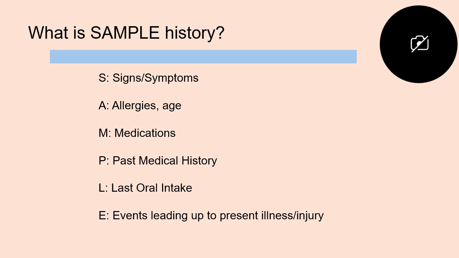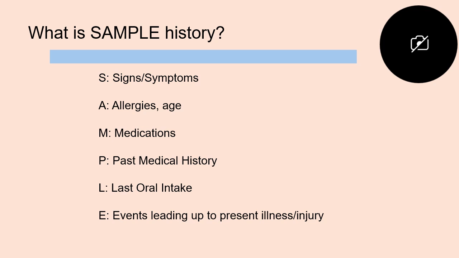I'm not sure how familiar you might be with SAMPLE history, but SAMPLE is essentially an acronym used by emergency medical providers to allow us to successfully treat and assess patients. It will help you keep organized in a fast-paced environment where you need to collect all the necessary patient information. The breakdown is just six letters: signs and symptoms, allergies and age, medications, past medical history, last oral intake, and events leading up to the present illness and injury.